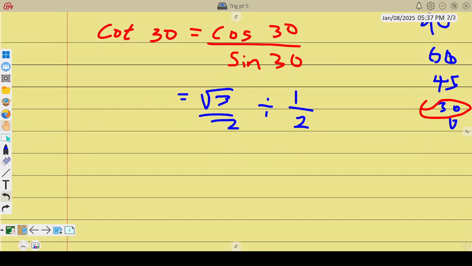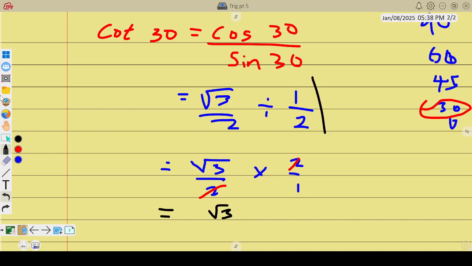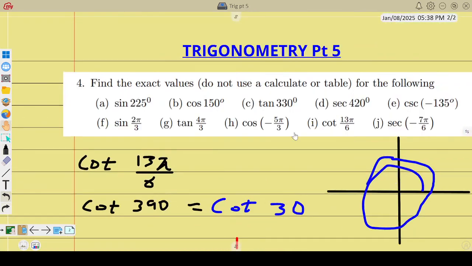At this point we will say this will be root 3 over 2 times 2 over 1, and then the 2s cancel, so the final answer is root 3. So that is how you go about this question.